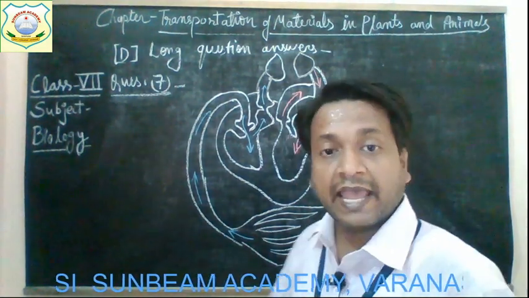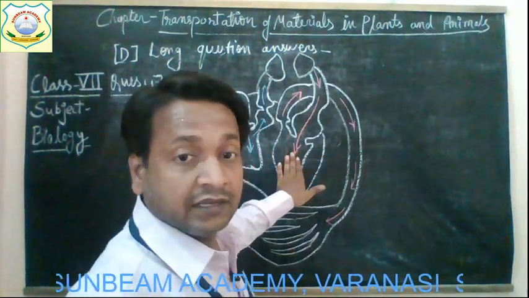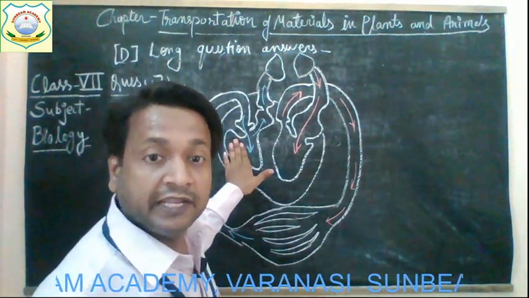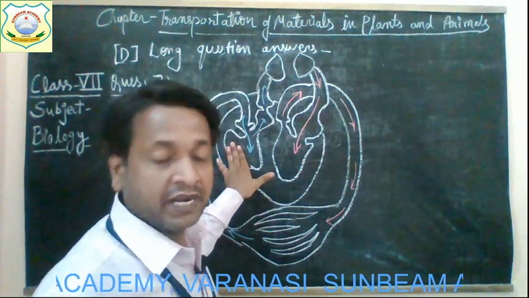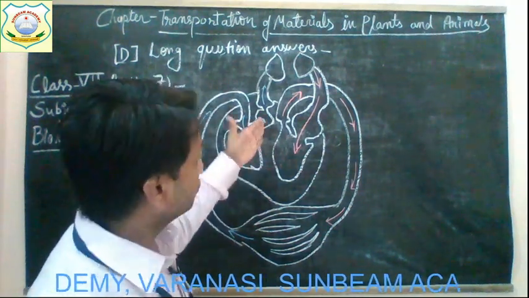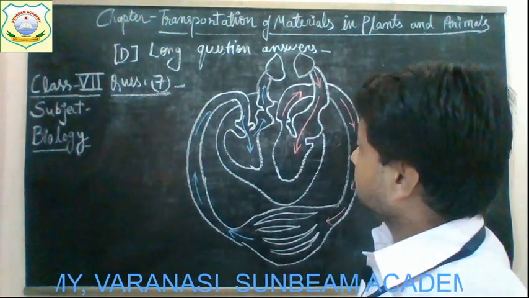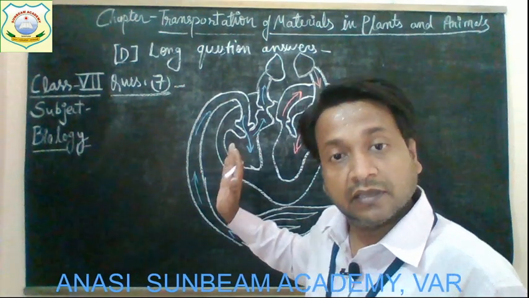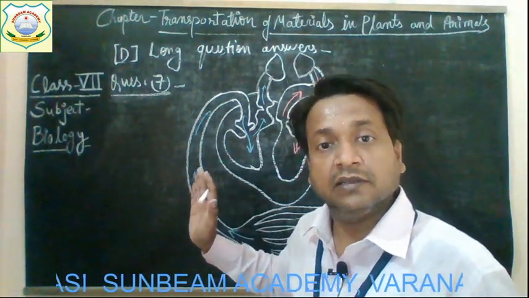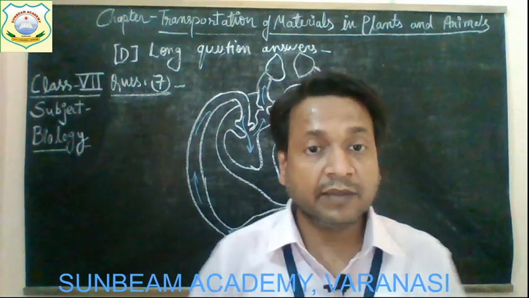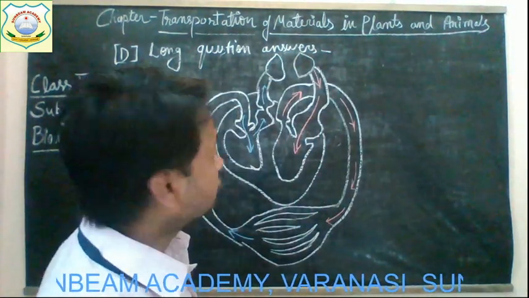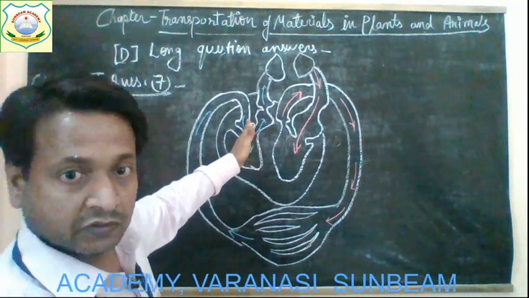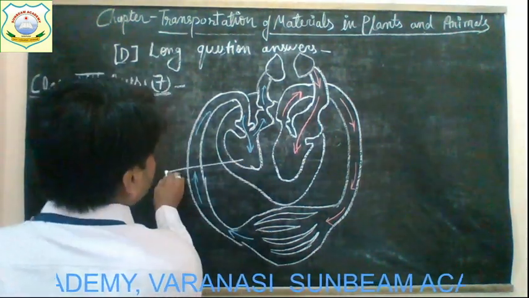This red color arrow indicates that the blood is oxygen rich, and this blue color arrow indicates that the blood is carbon dioxide rich. Okay children, so you can see here that the left part and the right part, half of the heart is going to circulate the oxygen rich blood, and the rest of the half is going to circulate the carbon dioxide rich blood. Okay, so this one is our right ventricle.